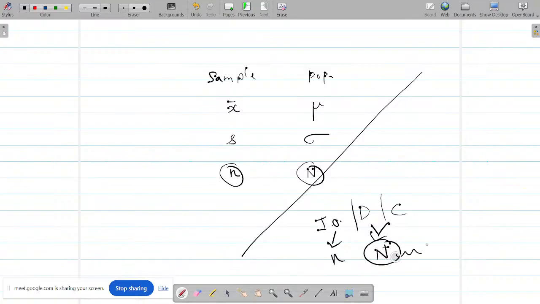There also, for finding arithmetic mean, I'll be using x bar only. There also, for finding standard deviation, I'll be using S only. I'll not use mu or sigma, because we are talking about a sample. We're not talking about population.